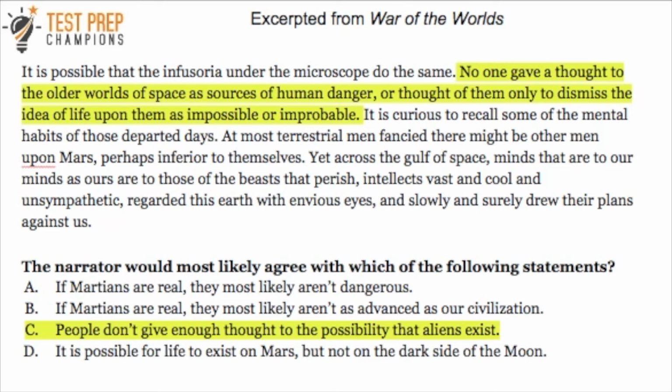C, people don't give enough thought to the possibility that aliens exist. This is the right answer here. And the highlighted text on screen kind of tells us this, where it says, no one gave a thought to the older worlds of space as sources of human danger, or thought of them only to dismiss the idea of life upon them as impossible or improbable. So he's basically saying that people think, oh, it's either impossible or improbable, and they're just dismissive of the idea that there's life on other planets. And he's kind of critiquing people for having that idea.